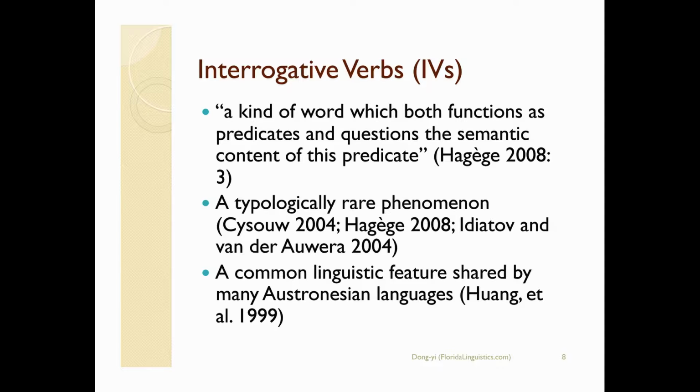Although the use of interrogative words as verbs seems to be a common linguistic feature shared by many Austronesian languages, it is typologically unusual. Except for Hagège's typological study in 2008, there is still no systematic analysis of the morphology, syntax, and semantics of interrogative verbs. It is thus worthwhile to investigate the morphosyntactic properties of interrogative verbs in Kavalan and explore the theoretical and typological implications of this unique question formation strategy.